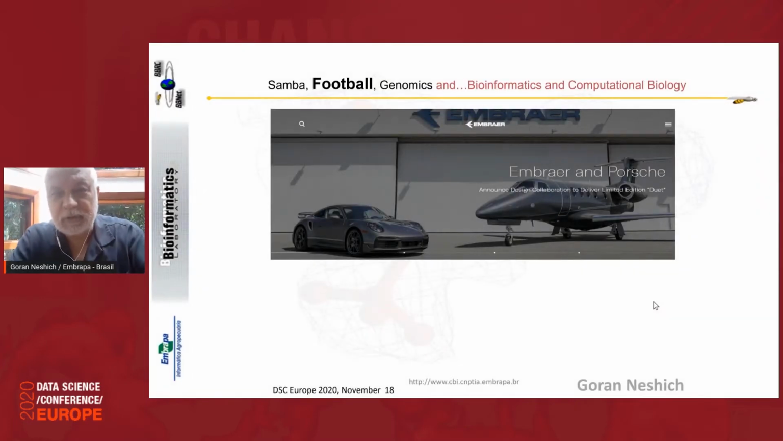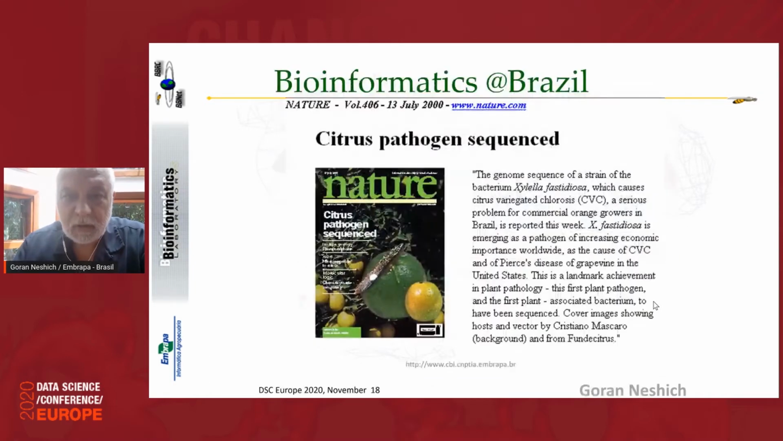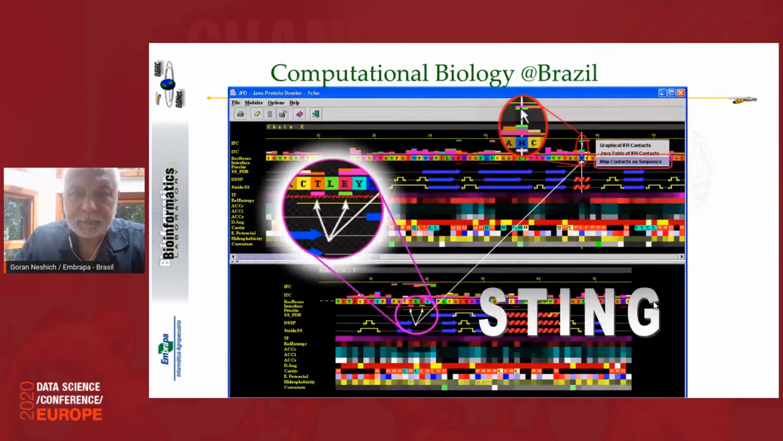And much less about Brazil, which is the largest producer of small and medium-sized jet planes. Even less probably about vibrant and dynamic science community. Here you see the front page of the Nature magazine, where we published first full genome of Xylella fastidiosa. This is the bacterium that attacks orange trees. And of course, Brazil is the largest producer of orange in the world.